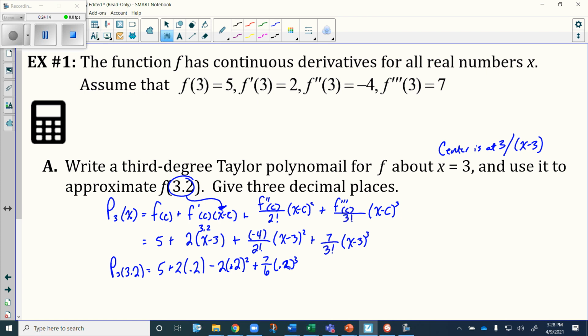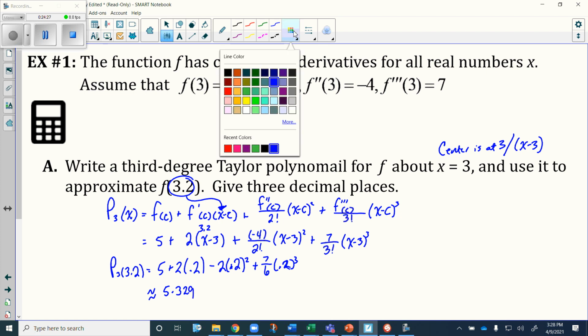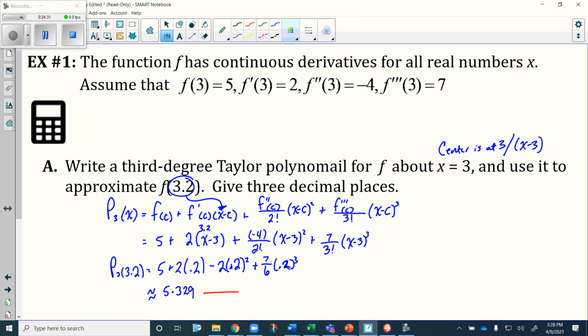And we're going to just type all of that into our calculator, and we're going to get approximately 5.329. Now that number is, of course, rounded on paper. But the number itself that the calculator gives you, we want to save that number on our calculator.